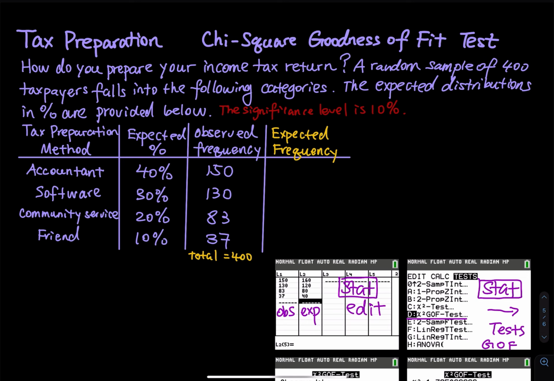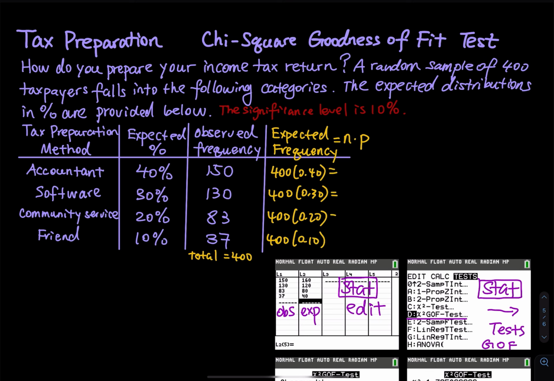And then expected frequency, you don't collect this data, you have to calculate those frequencies by doing what? By taking the sample size, which is n, times each individual percentage. So for example, the first one is 400 times 40%, and this is 400 times 30%, then 400 times 20%, and then 400 times 10%. You just use your calculator to do it. So 160, this is 120, this is 80, and this is 40. So there you go. You have your observed frequency and expected frequency.